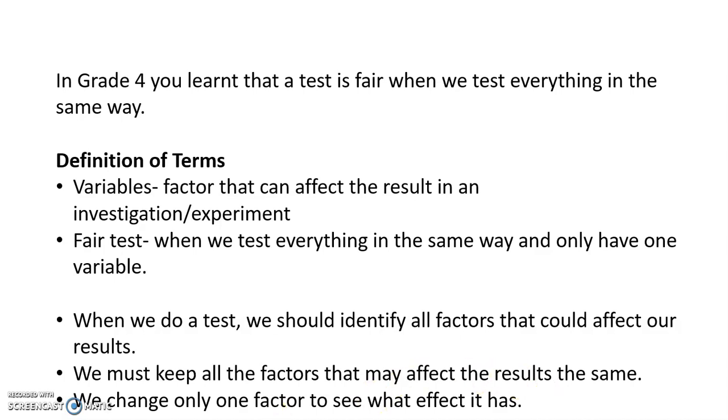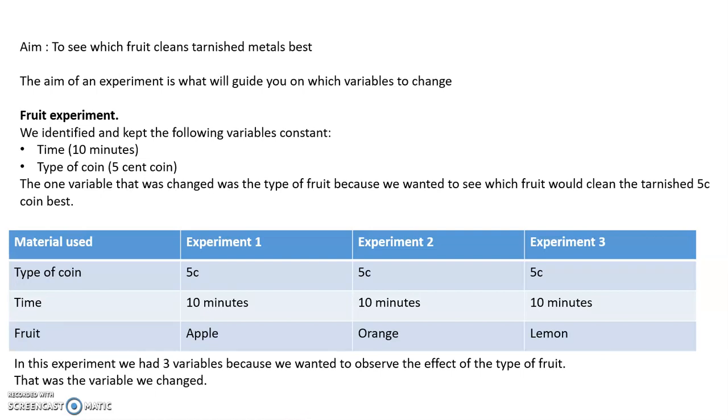We can only change one factor to see what effect it has on the results. So everything else must be kept constant except one factor. That's the only factor that you can change. And how do we know then which factor to change? We look at the aim.